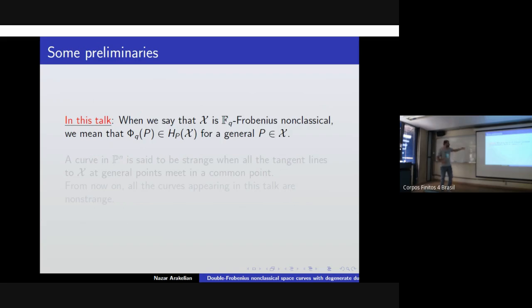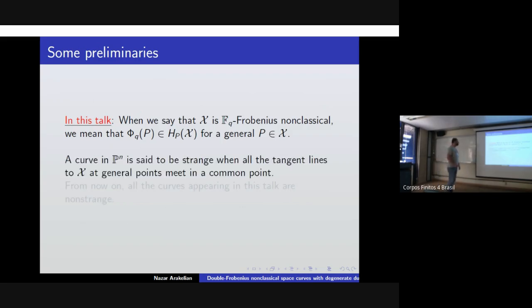I will say that these are the interesting Frobenius non-classical curves. I can explain later if I have time. If you want to ask me any questions later, I can explain. In this talk, let's define that a curve in P^n is said to be strange when all the tangent lines at general points are concurrent, they meet at the same point. And in this talk, I will assume that my curves are not strange.